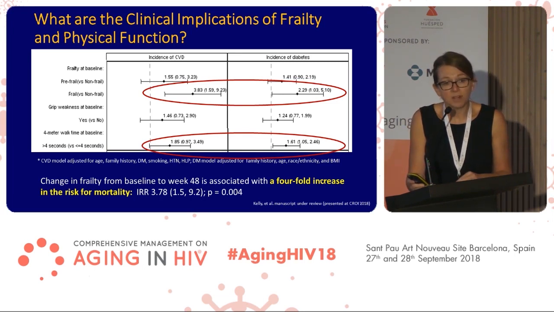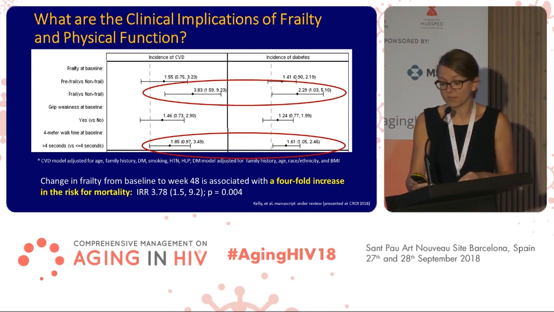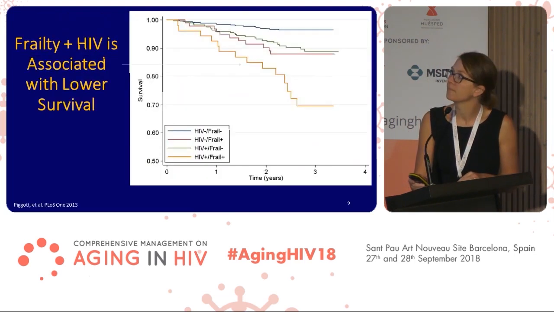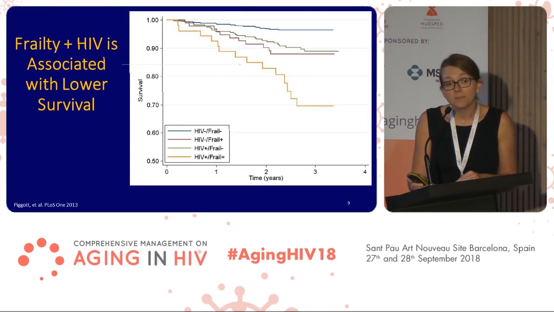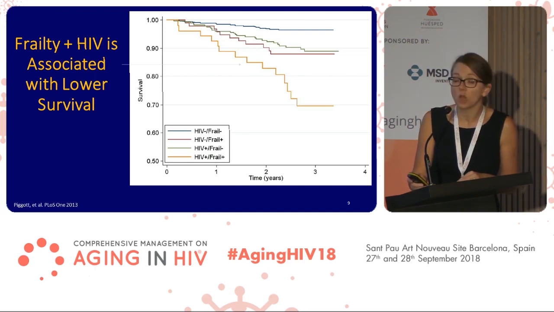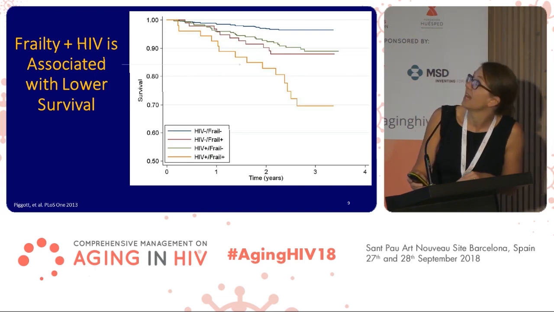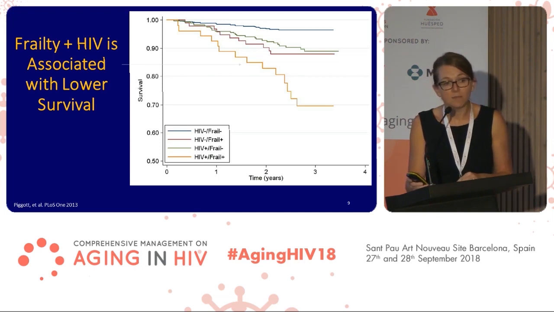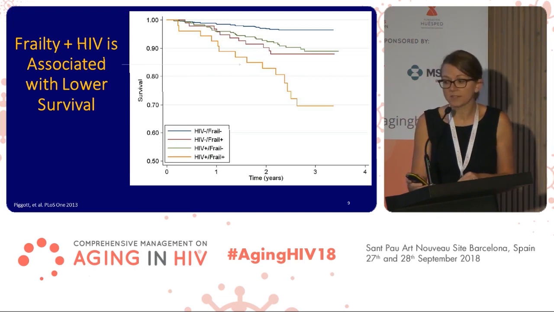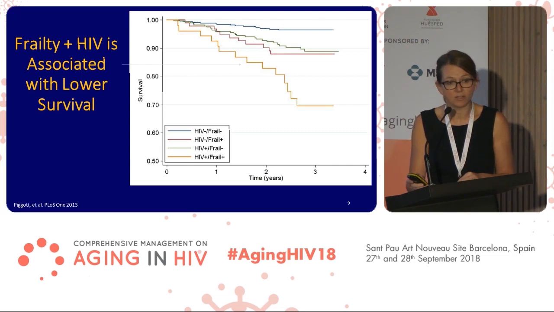So when we see someone with frailty, they're at high risk of mortality, which can help us form some more decisions about their care. This has also been shown in the ALIVE cohort, which is a cohort of IV drug users in Baltimore. We saw that the lowest survival, shown in that yellowish line, was in people that had both HIV and frailty in comparison to someone who had HIV or frailty alone.